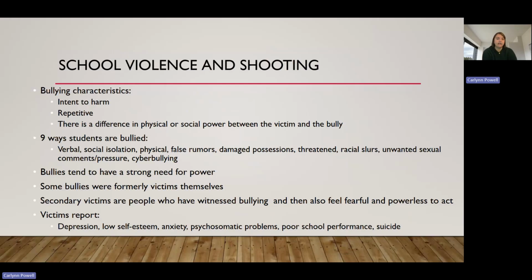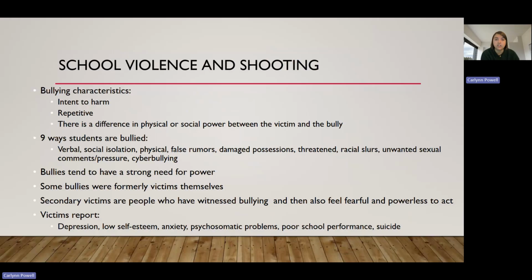So, bullying characteristics. Being an elementary teacher, I hear the word bullying thrown around all the time. And it really is our goal as educators to teach kids that there have to be three things that would say it's actually bullying. First, the intent to harm. They said that thing to you, they hurt you, they specifically did something because they were trying to hurt you.